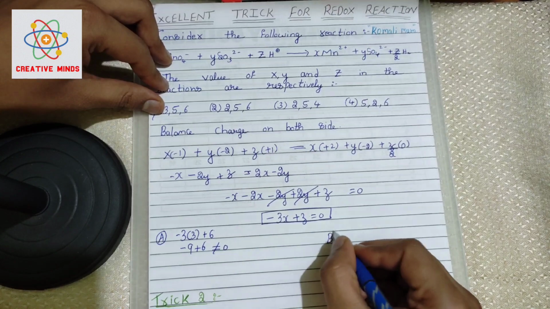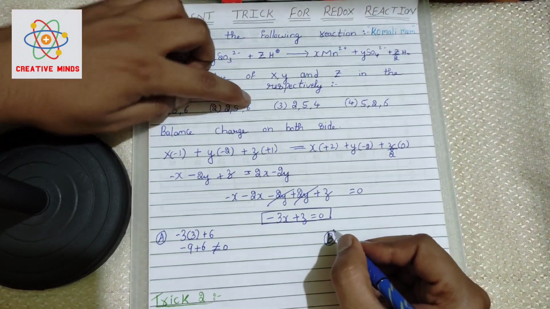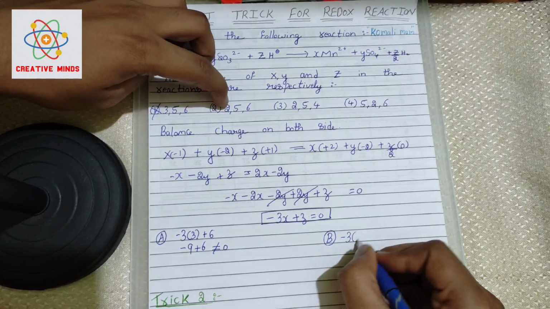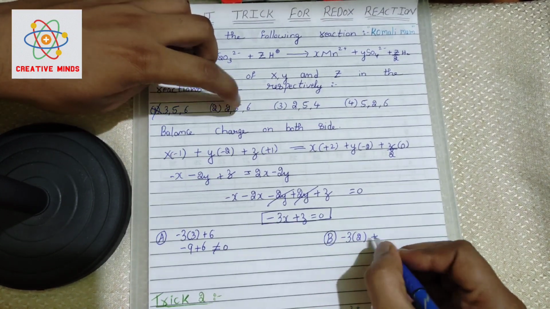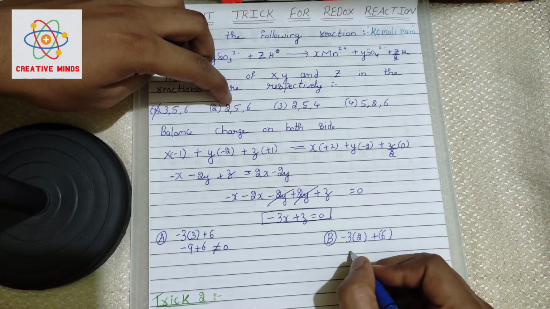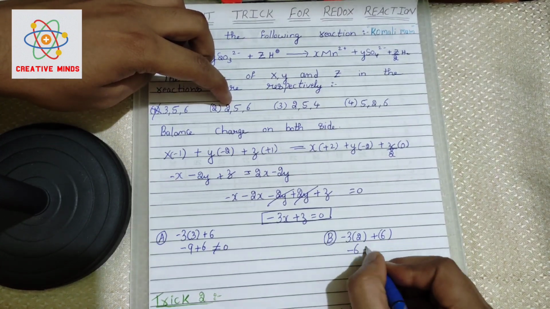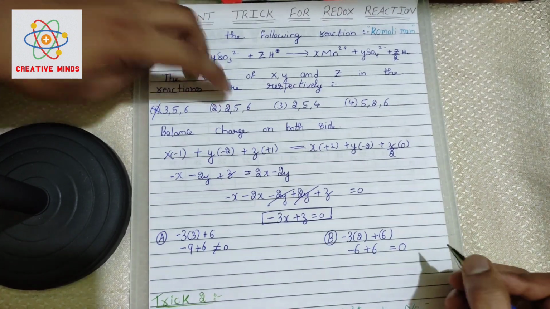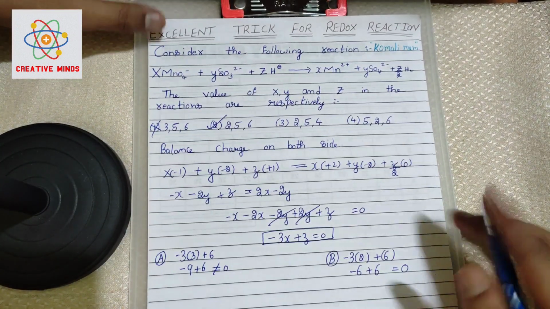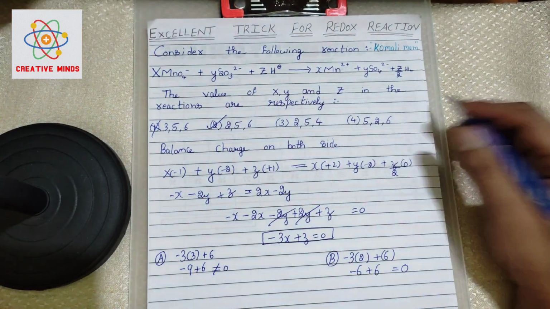Now let us verify option B: 2, 5 and 6. The value of x is 2, so substitute minus 3 into 2, plus the value of z, which is 6. Now this may be the right answer. 3 twos are minus 6, so minus 6 plus 6 is absolutely equal to 0. Therefore the second option is your right option. You got your answer for such a big question. Very simple, right?